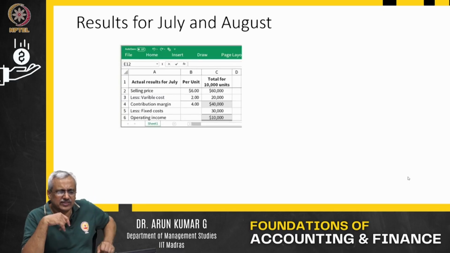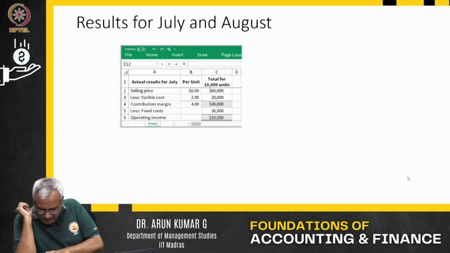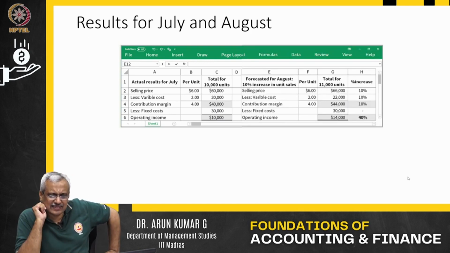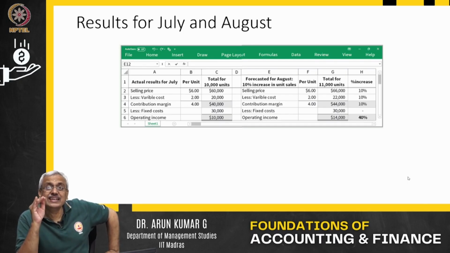Now, results of August. You are selling 10,000 units, your operating income is 10,000, beautiful. Now, let us go to the next one, July, August. My increase in sale is 10%. So my sale is 11,000. My contribution is 44,000 obviously, my fixed cost is 30,000. So your operating income has moved from 10,000 to 14,000. That is an increase of about 40% in your operating income.